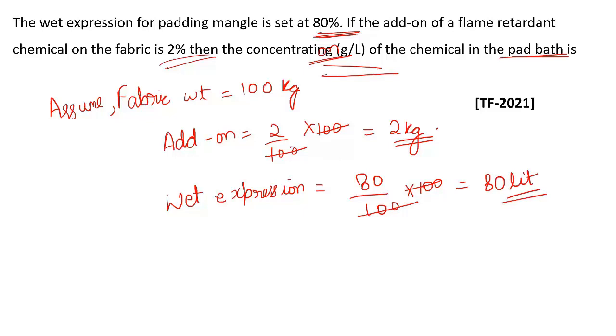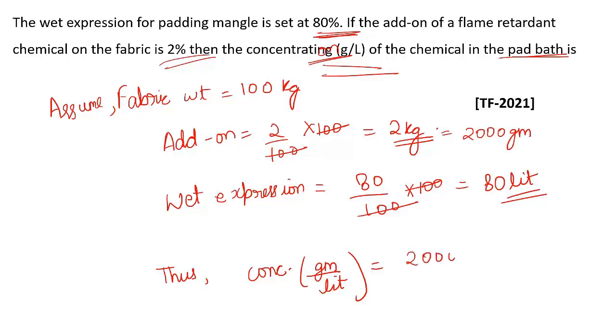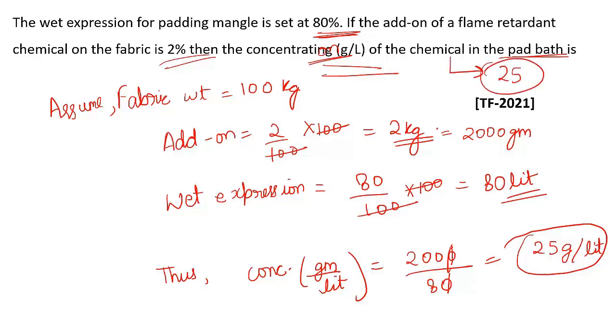So what is the concentration in gram per liter? Concentration in gram per liter means the chemical weight must be written in grams. 2 kg is 2000 grams. So 2000 grams upon 80 liters, the concentration will come out to be 2000 upon 80. 200 upon 8 comes out to be 25 gram per liter. So 25 is the right answer. The concentration in gram per liter comes out to be 25. This is the right answer.